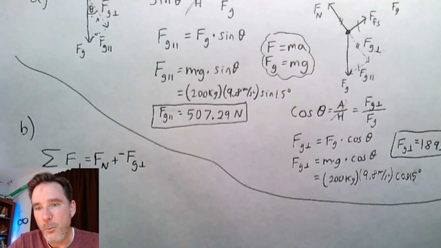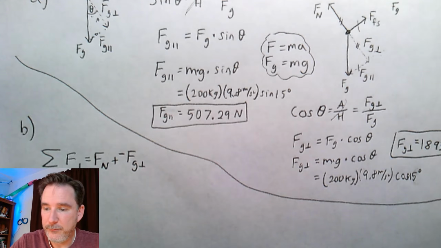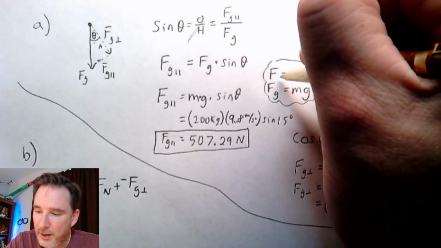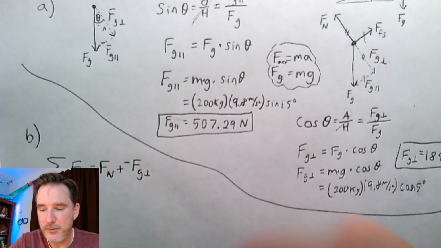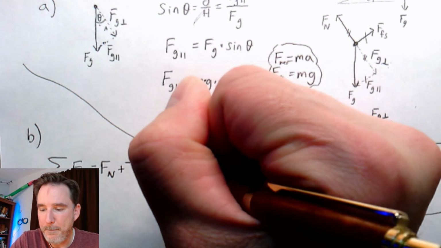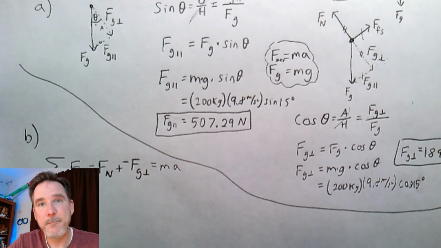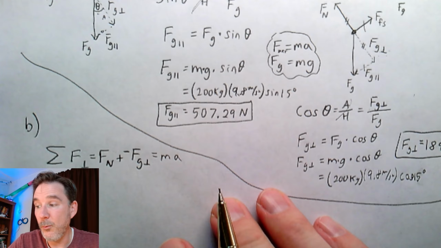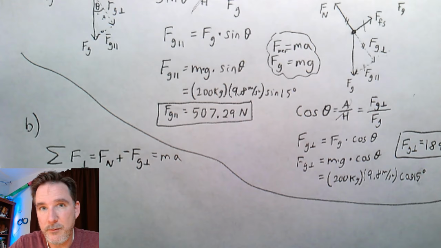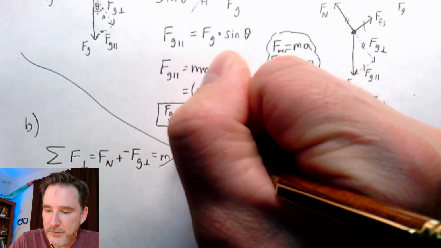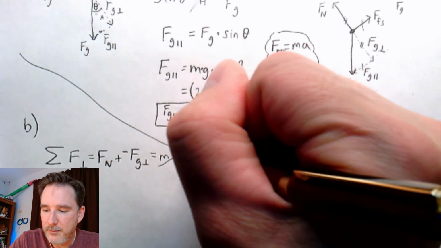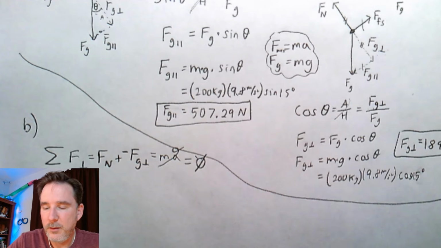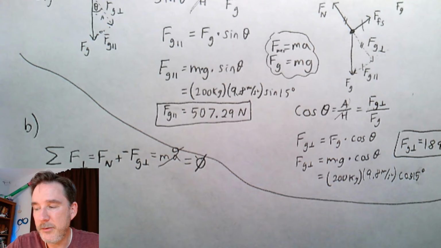We also know that the sum of the forces, I should have written F net, the net force, is going to equal mass times acceleration. Where am I going with this? Well, what is the acceleration of a block that is just sitting there? This is going to be 0. The acceleration is 0, so we know that this whole thing is going to be equal to 0.